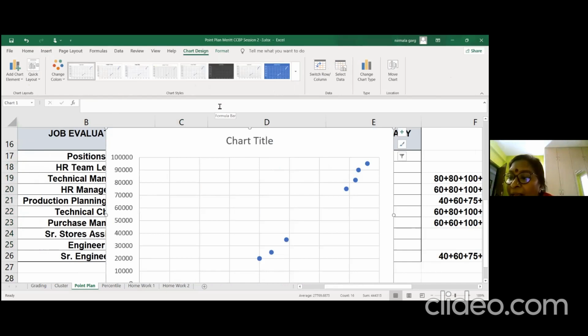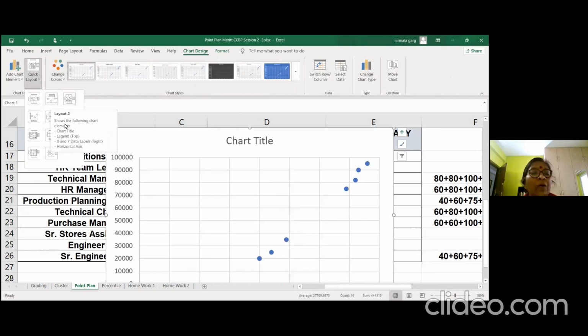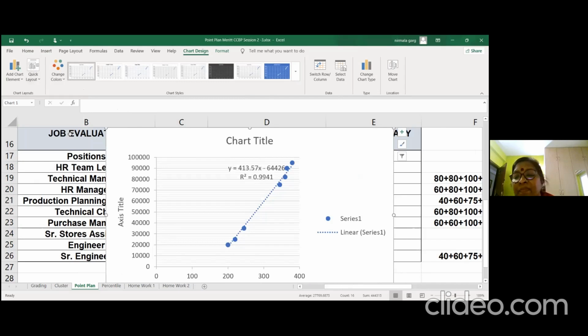Now, how will I get a pay line? There are many ways to get a pay line. One is, click on this. Can you see? I've gone to quick layout. So at one go, 413.57 is my slope value. This is my intercept value. Can you see this? And R square is 99%. Oh my God.